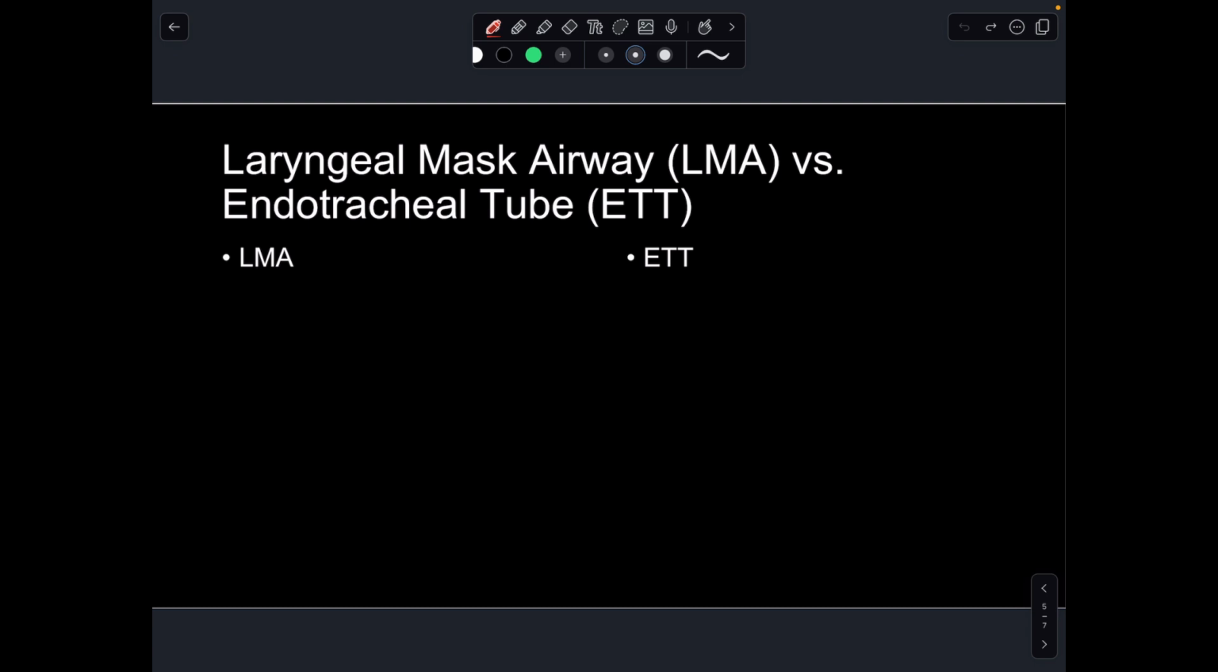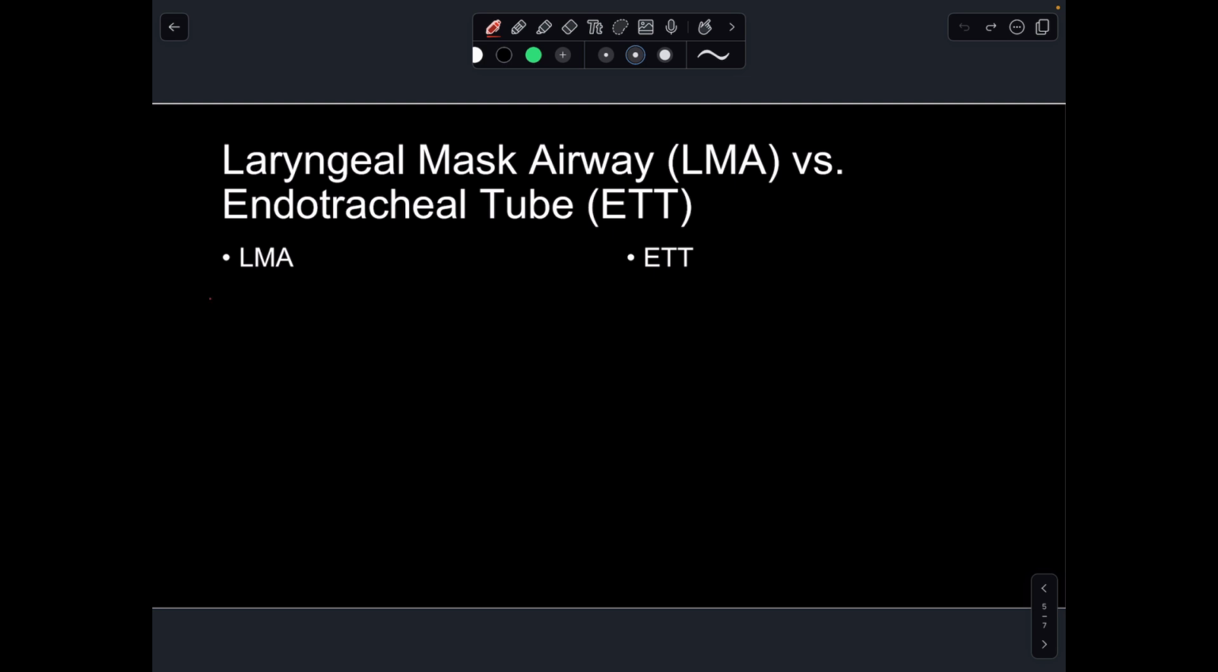After mask ventilation, there's generally two or three different common ways to manage the airway. One is just allowing the patient to breathe spontaneously. That's ideal if they're able to do so, if there's no contraindications. The other two devices that are commonly used are a laryngeal mask airway, or an LMA, and an endotracheal tube. There's different advantages and drawbacks to each of these devices.